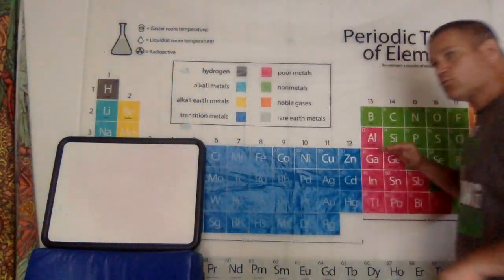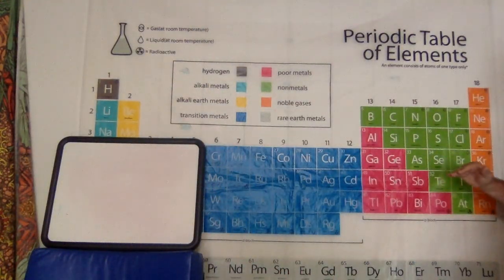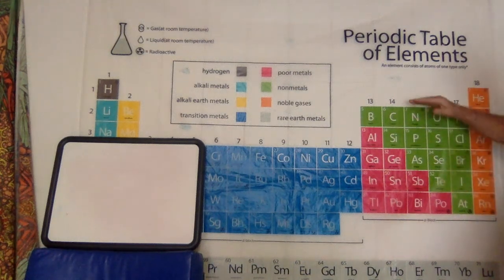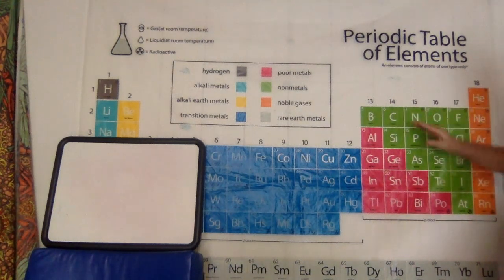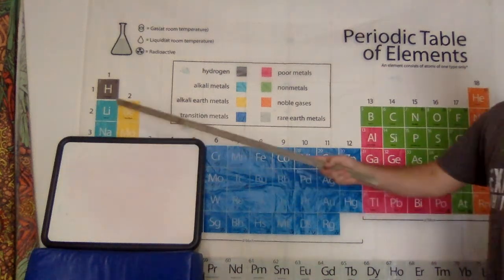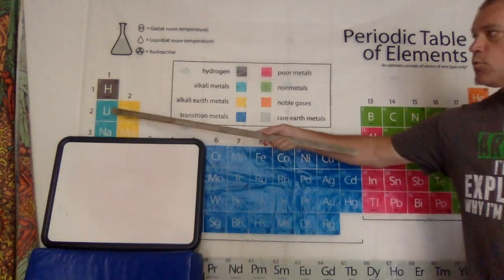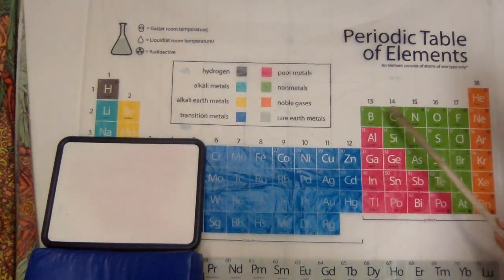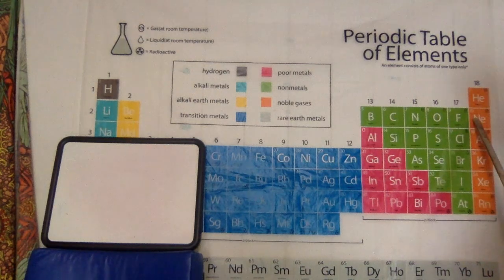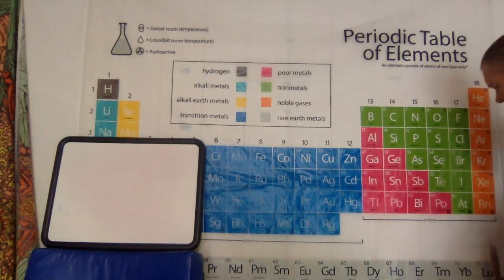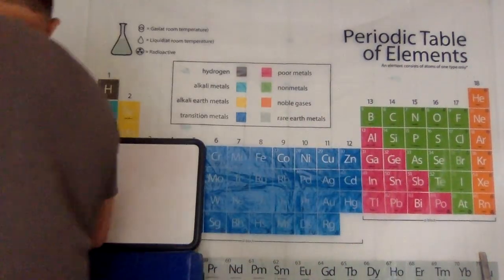Oxygen is in the second row, so it has 2 shells. It's the 6th atom over in this column number 6: 1, 2, 3, 4, 5, 6. So it's going to have 6 electrons in that second shell. It's going to be 2 away from being filled. Let's see if that's true. See, there's little tricks. Chemistry is not as hard as you think when you know the little tricks.